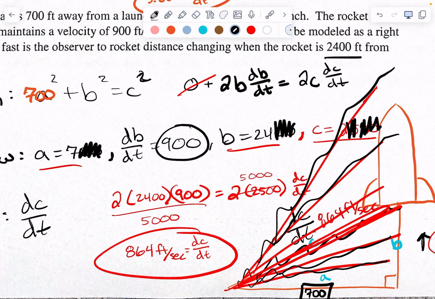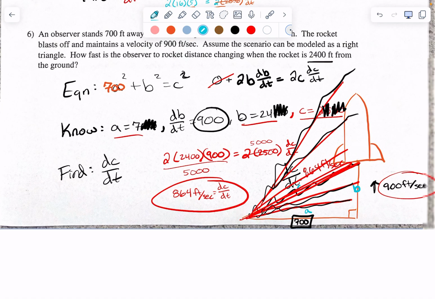We can do that. It's speeding up. See, that's what I thought. The angle is slowing down, but the distance is speeding up. No one believes Tate. The distance is speeding up. Okay, whatever. 864. There you go. Beautiful.